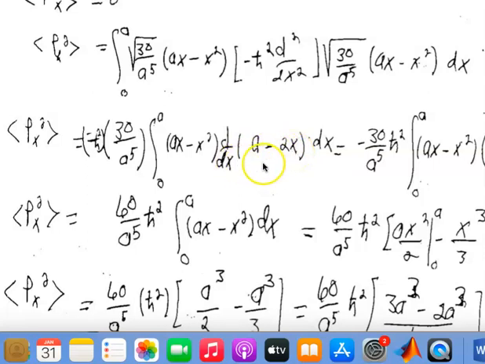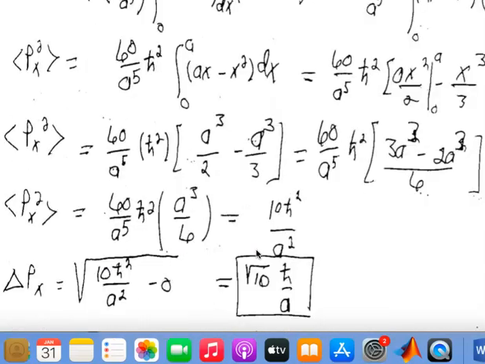All right? Now you have to differentiate this one more time. And when you differentiate this, you get just a negative 2. There was a negative here, so a negative times a negative becomes a positive. So you get then 60 over a to the fifth h bar squared. Now the integral to be done is from 0 to a of ax minus x squared dx, because you only pick up a negative 2 over there in the set.